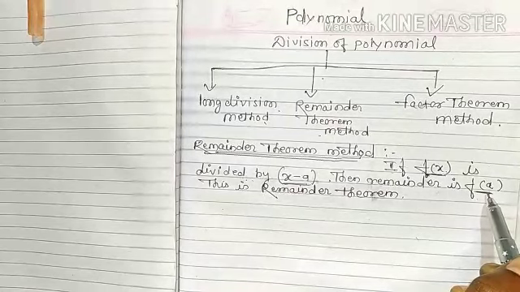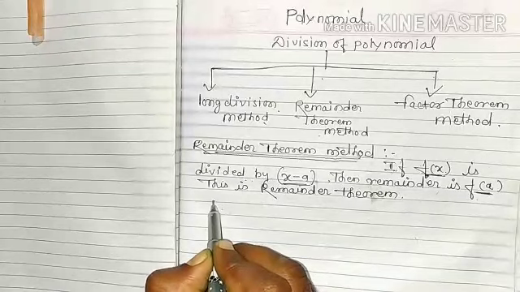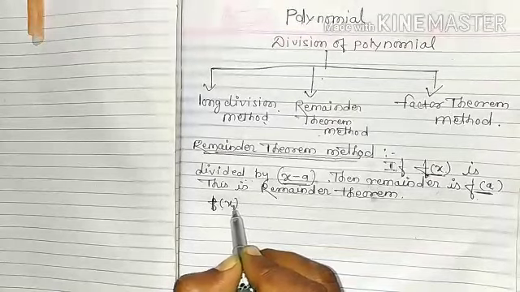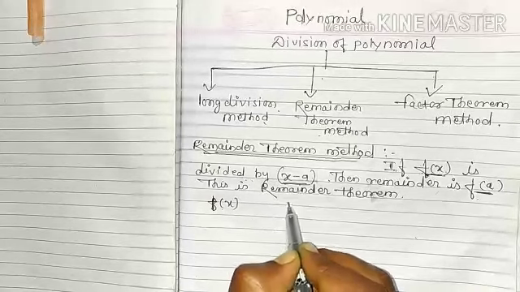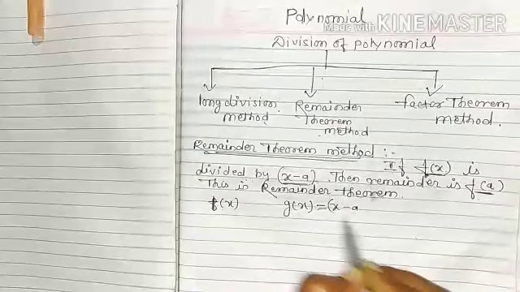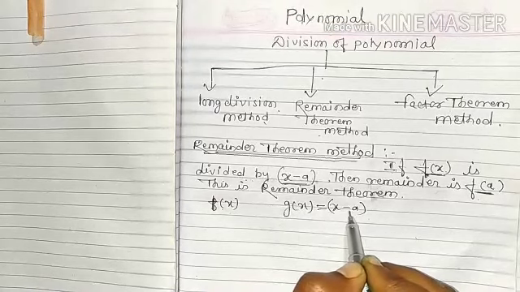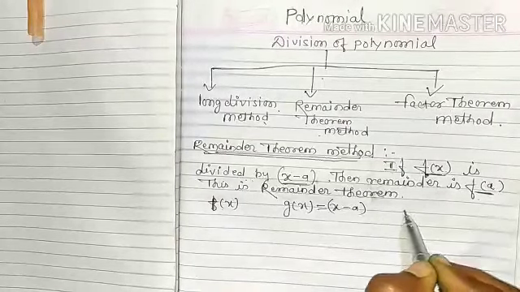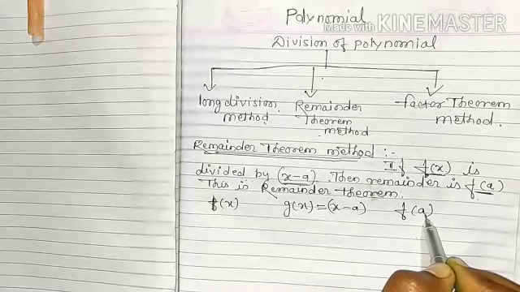Suppose any polynomial f(x), here f(x) is the dividend, divided by g(x) equal to x minus a. Here g(x), x minus a, is the divisor, then we get the remainder as the value of f at a, that is f(a). Here f(a) is the remainder.